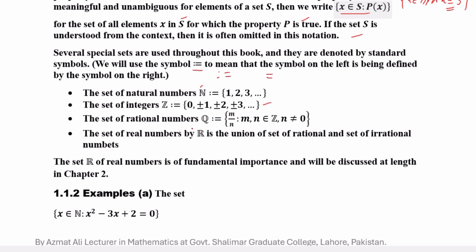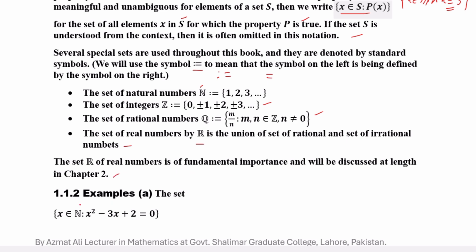The set of rational numbers is the set of elements that can be written in the form m over n, where m and n are integers and the denominator is non-zero. The set of real numbers is the union of the rational and the irrational numbers. We will discuss the set of real numbers in detail in chapter number 2.